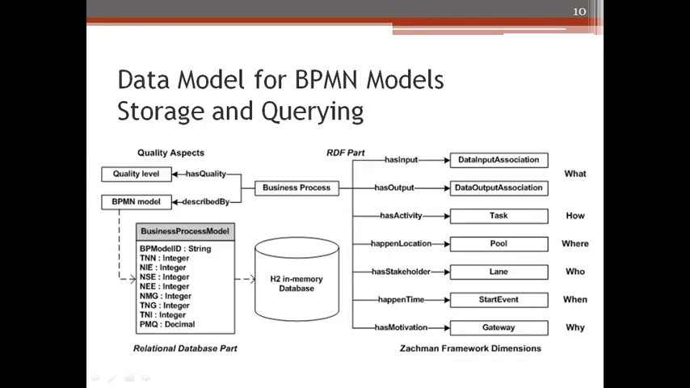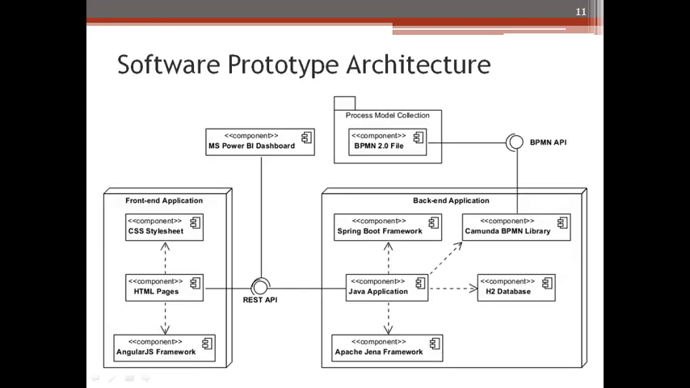The developed software solution that implements the proposed approach is based on the following data model. This model allows describing each business process model using dimensions of Zachman's framework, including business process inputs and outputs, activities, locations, stakeholders, events, and required decisions. Besides these measures, business process models are described by crisp and linguistic quality values and generic metrics introduced earlier.